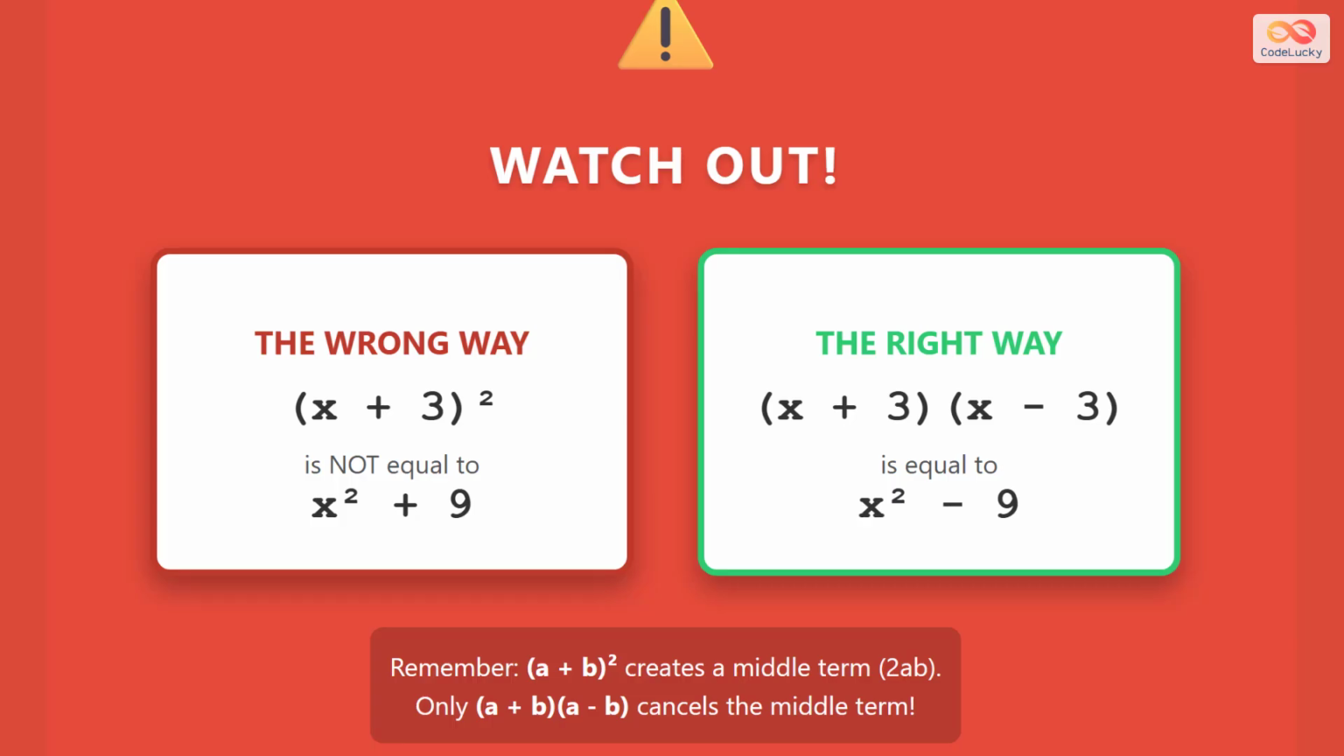Be careful not to confuse this pattern with squaring a binomial. x plus 3 squared is not x squared plus 9, it has a middle term. Our special product formula works only when one bracket has a plus and the other has a minus. That sign difference is what causes the middle terms to vanish.